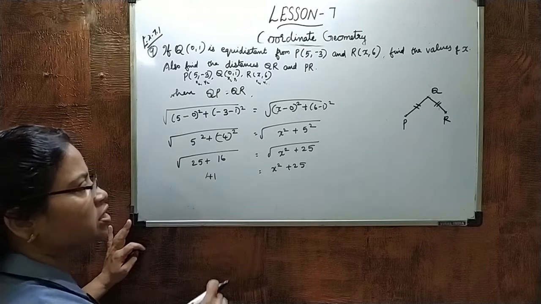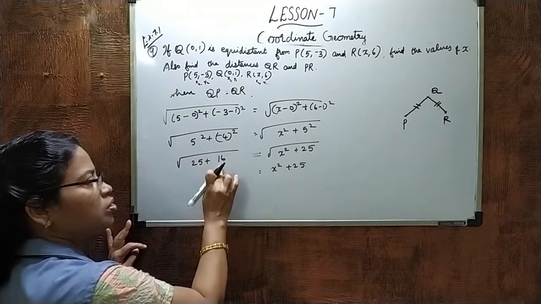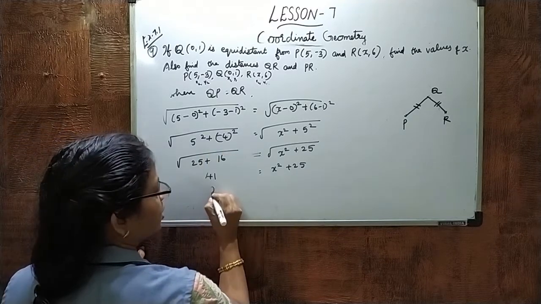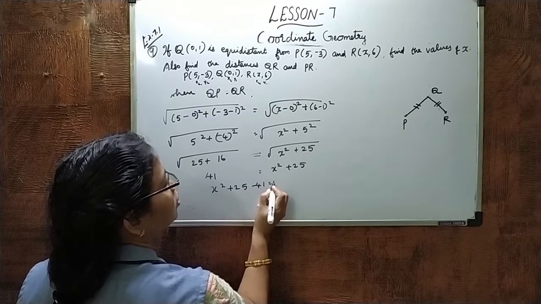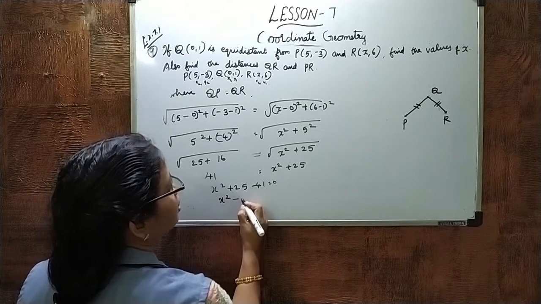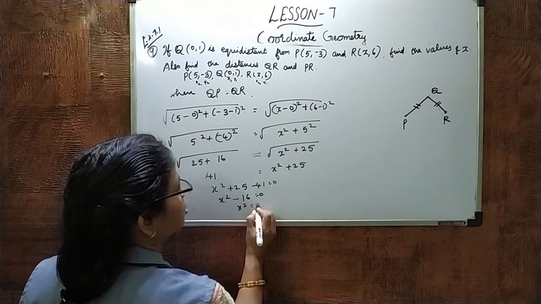Root and root will be cancelled and equal sign is there. And one more thing, if you want to write squaring also, no problem, root will be removed. So here we have to adjust: x square plus 25 minus 41 equal to 0. Then x square minus 16 equal to 0. So x square is equal to 16.